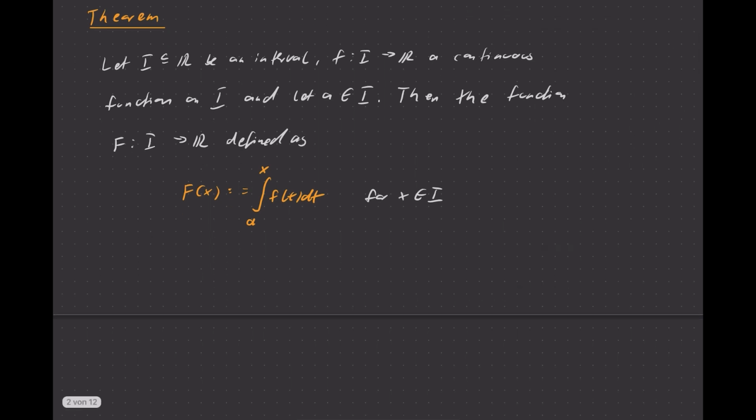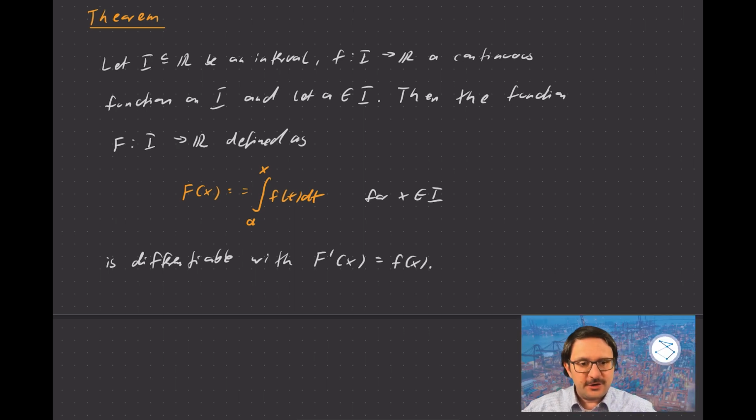And what the theorem now says is this function is differentiable, and what's more, the derivative, capital F prime of x, is exactly f of x. So we define a new function, and through derivatives, we get back the original function. That is basically the most important part of the fundamental theorem of calculus.